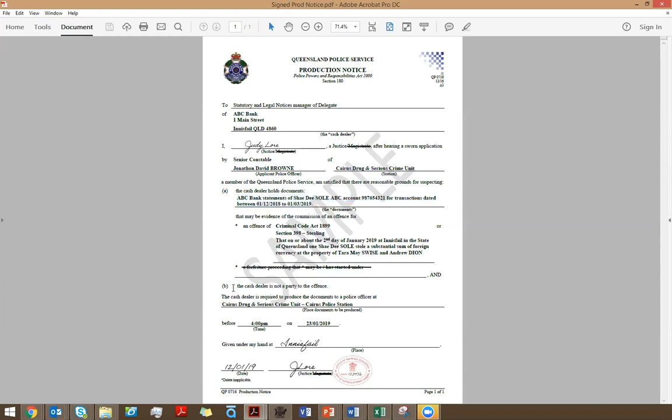There's that statement that I said it must actually state as well: the cash dealer is not party to the offence. And this is the section that you may be presented where it's left blank. The police officer may be asking you to insert the time, date and location. At the very beginning of the webinar, I mentioned that the time frame is not legislated anywhere. So it is up to the discretion of the police officer to insert that time and date and the place where those documents are to be produced. So again, we've got our justice's signature there and their seal of office.